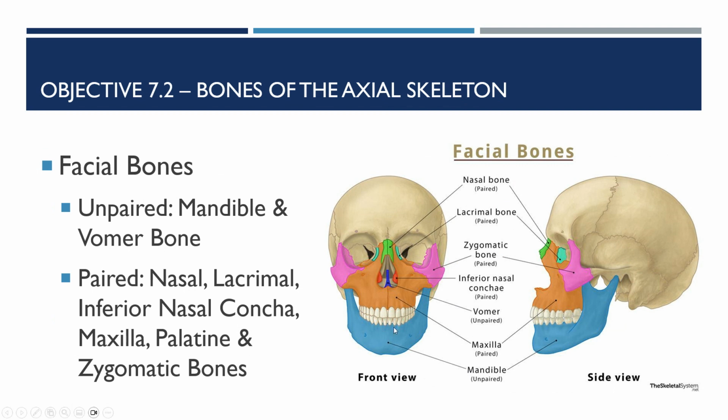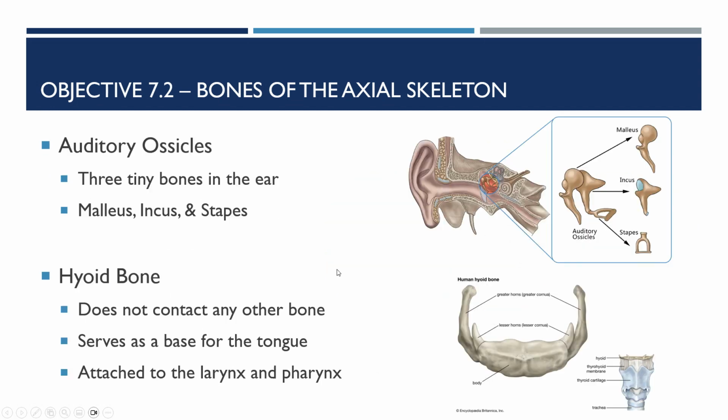Then for your facial bones, you have a couple of singular bones. You have the mandible or the jawbone, and then the vomer bone, this little tiny bone inside of the nose. Most of them are going to be paired, like the nasal and the lacrimal, which are around your tear ducts. You have the inferior nasal concha. You have the maxilla bone, which forms the bulk of your face in the middle. You have your palatine bone, which is behind the palate at the roof of your mouth. And then you have your zygomatic bones, which are your cheekbones.